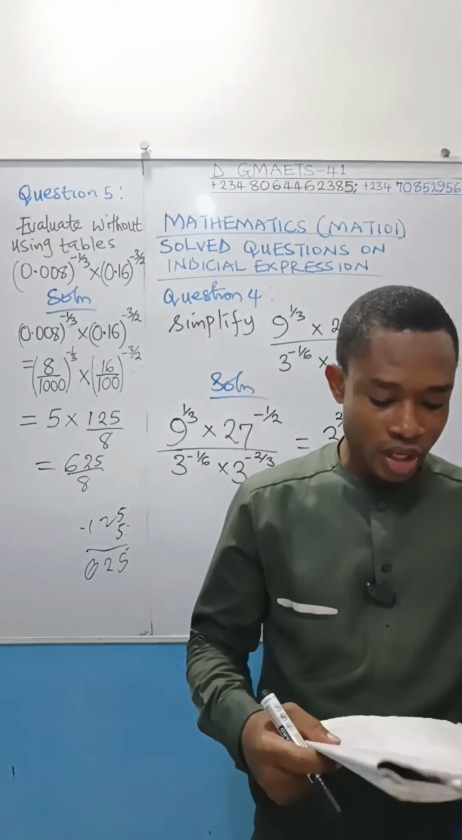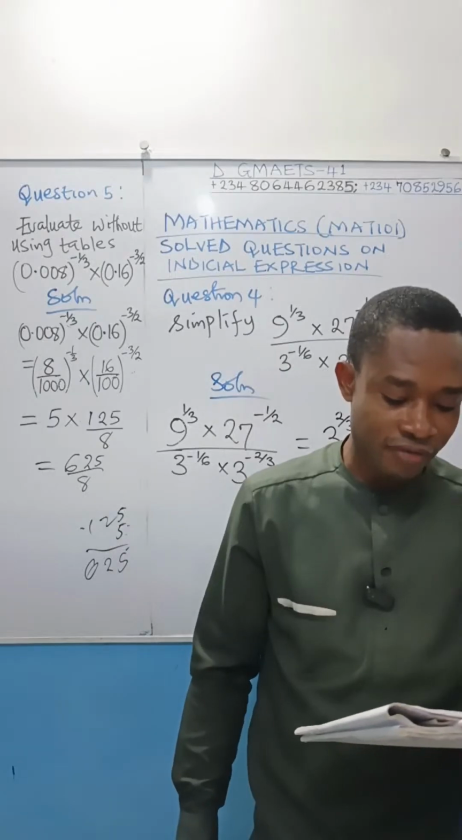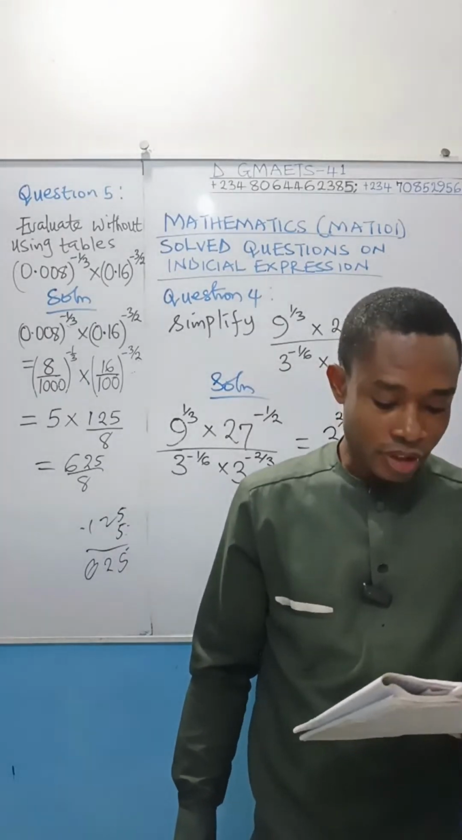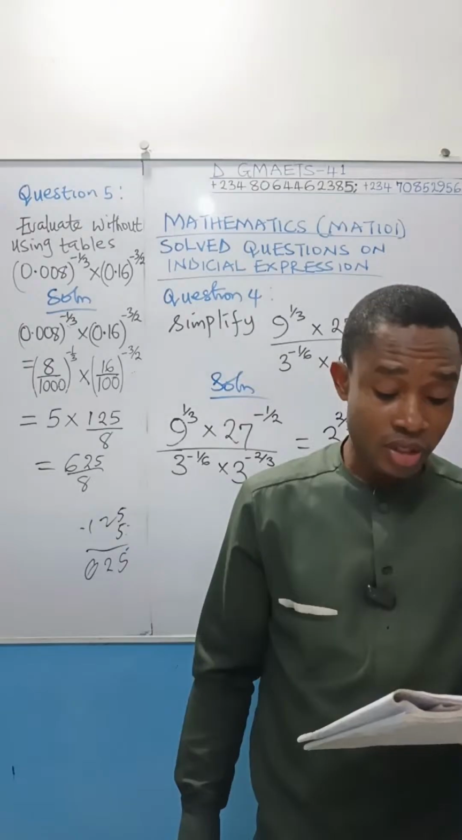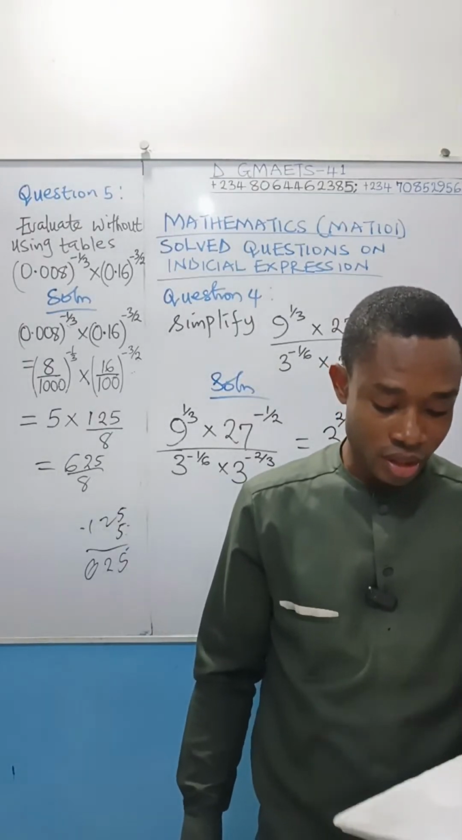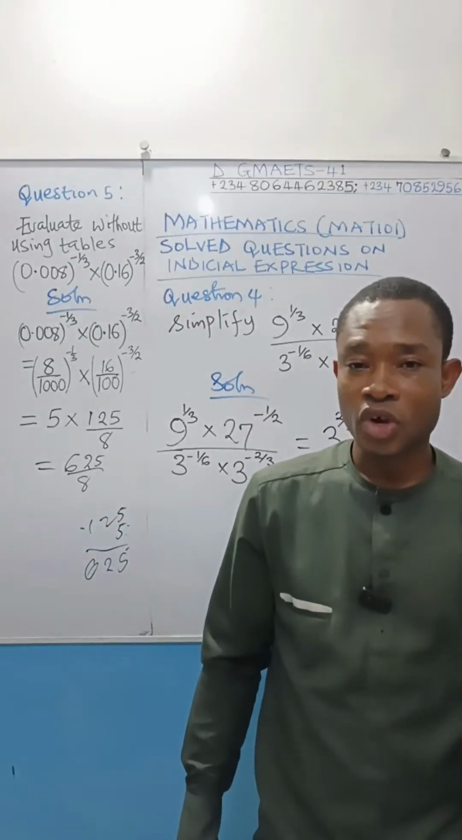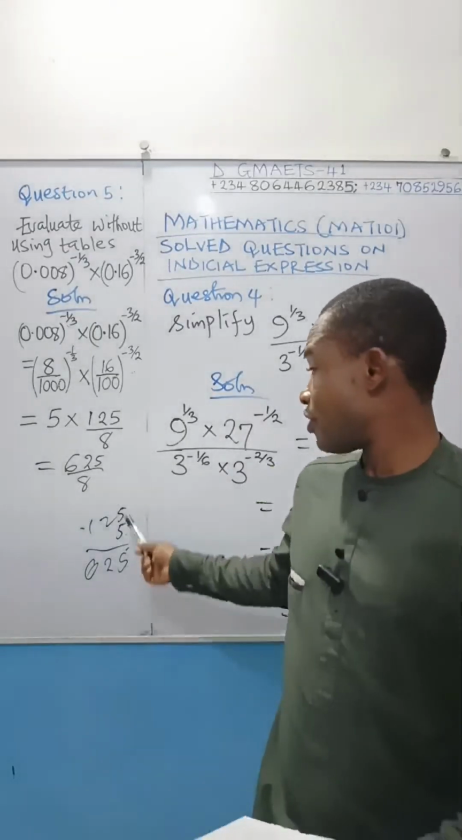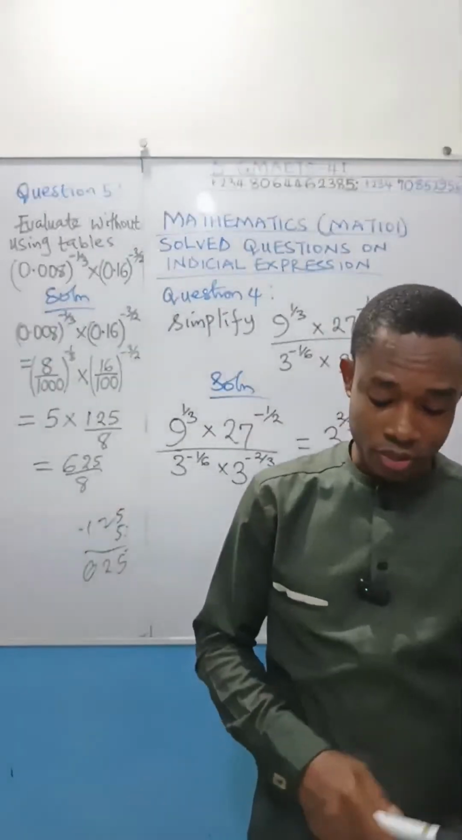Now listen to the options. Option A is 625 over 8. Option B is 8 over 625. Option C is 1 over 8. And option D is 8. So of course, the option we have here is 625 over 8, which is option A.